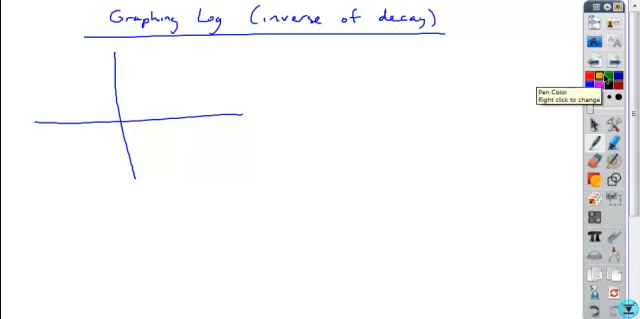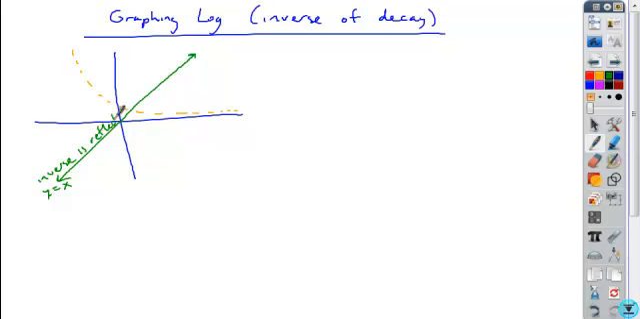So if we go back to looking at exponential decay, it has a parent function that's modeled like this. And so if we took the line y equals x, and again, that's the line from which an inverse is reflected. So the inverse of a graph is going to be reflected across the line y equals x.